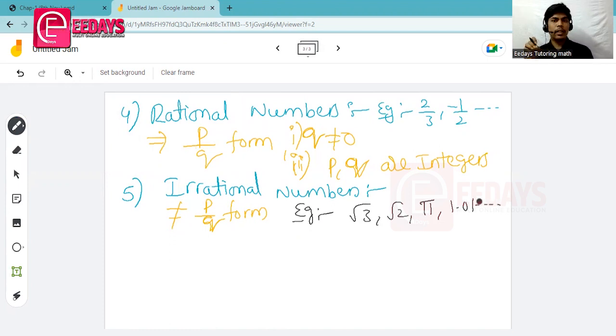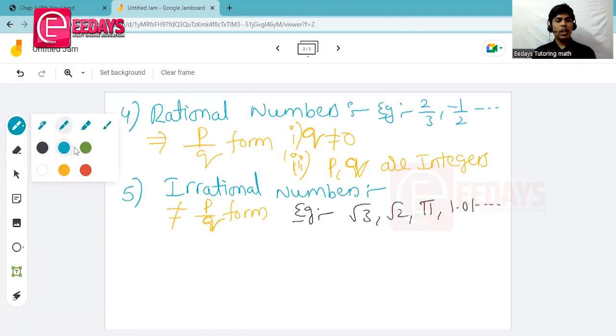So there is no limit where the denominator is not equal to 0, and it can never be in the form of P by Q. So we call it an irrational number. We already discussed all these types of numbers in the previous classes. We are learning them since childhood, I mean, from the upper grades of 6th class.